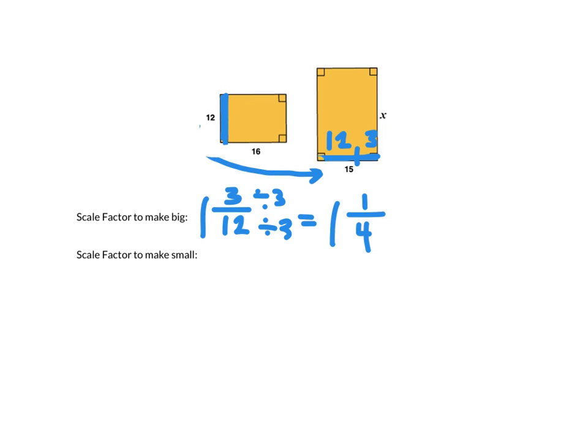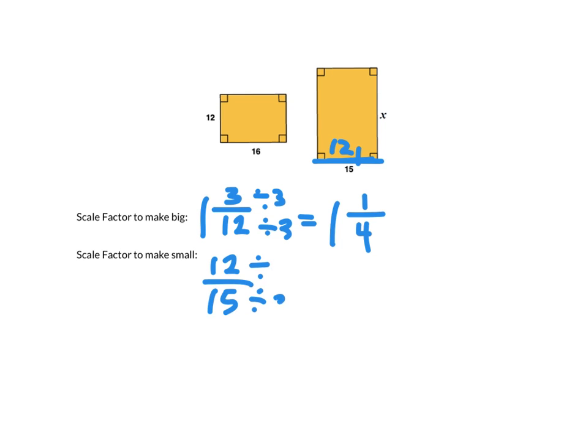Looking at the scale factor that makes it small, we're going to say I don't want to keep all 15. I only want 12 of the 15. If we simplify this, you're going to notice that we get 4/5.